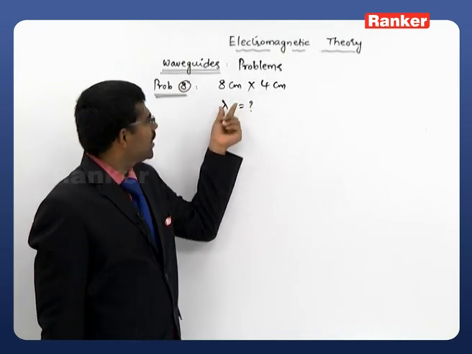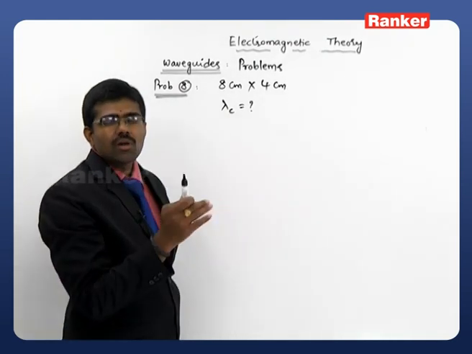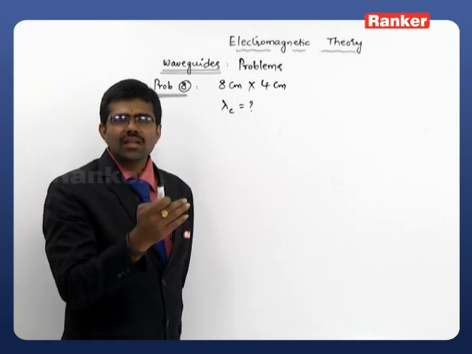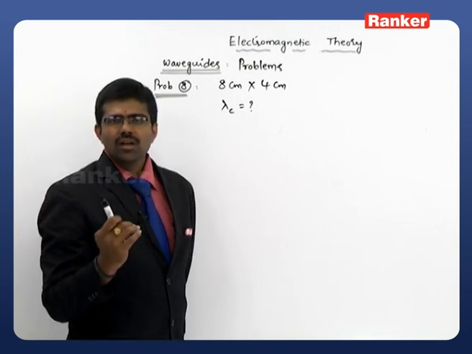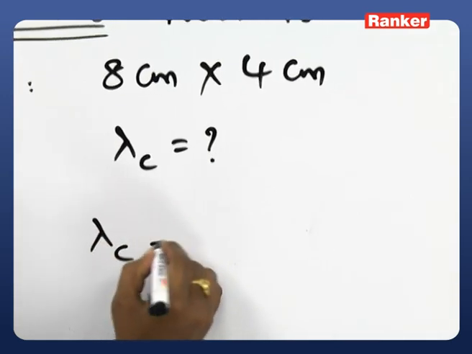The notation is lambda c. Now we are supposed to calculate this lambda c. If you remember the formula for lambda c, no problem, directly you can use that. Otherwise you can calculate fc and from that fc obtain lambda c. Directly I will take the equation of lambda c. What is the equation of lambda c?